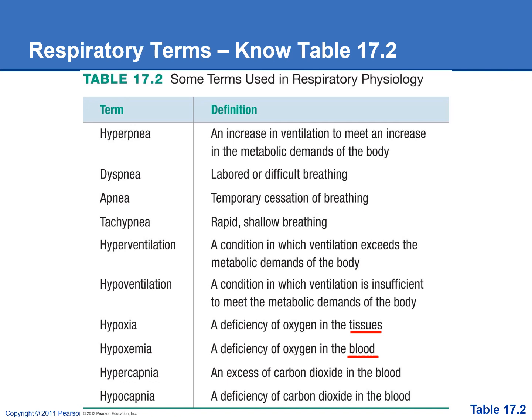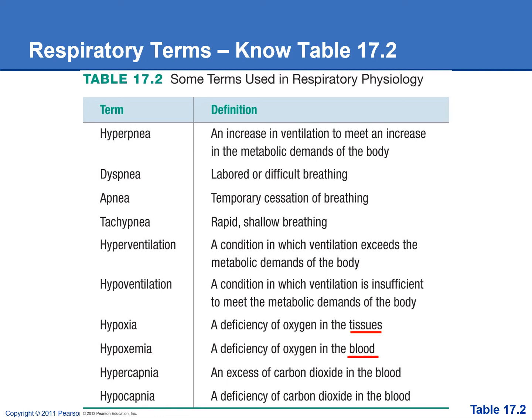Apnea, A means without, so this is when you temporarily stop breathing. Sleep apnea would be a great example there. Tachypnea is rapid, shallow breathing. Tachy means fast. Hyperventilation means that you're breathing too fast to meet the conditions of the body. So this would be, for example, a panic attack.